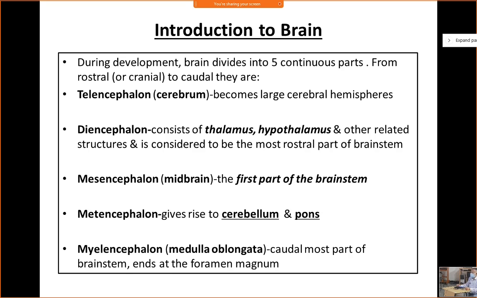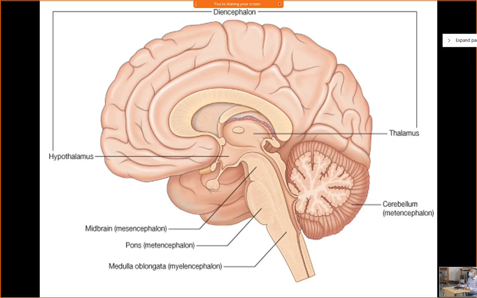Then the myelencephalon ultimately gives rise to our medulla oblongata, which is the most caudal part of our brainstem. This ends at the level of the foramen magnum. Foramen magnum is the opening at the occipital bone, through which, at the level of the foramen magnum, the medulla oblongata ends and our spinal cord starts.